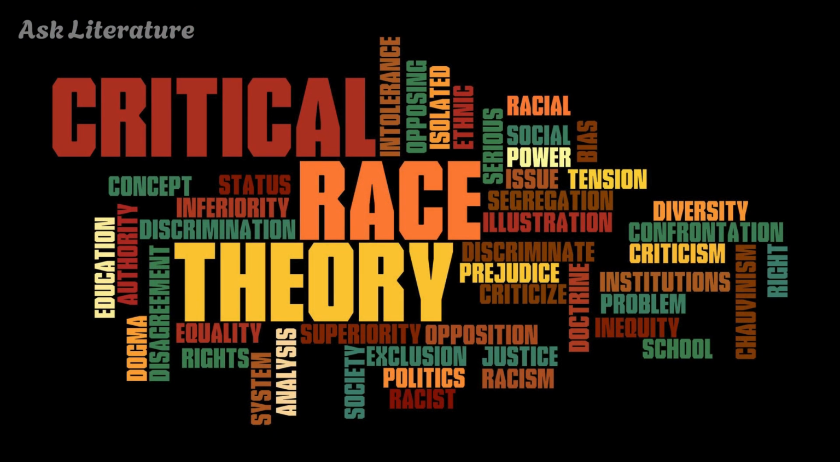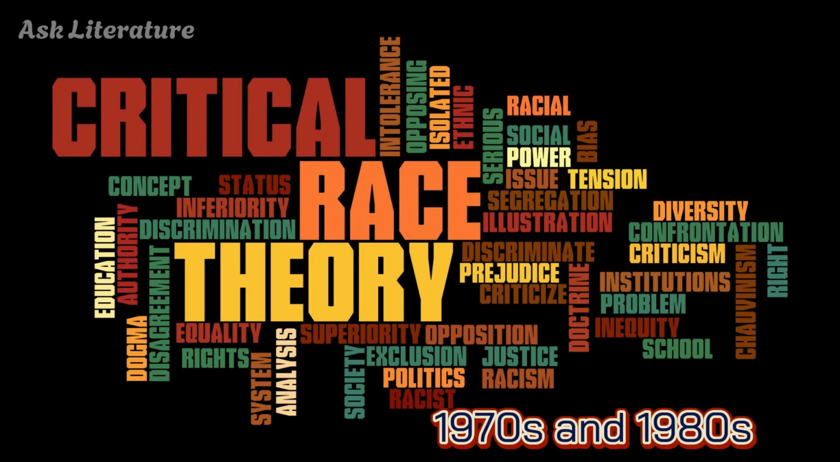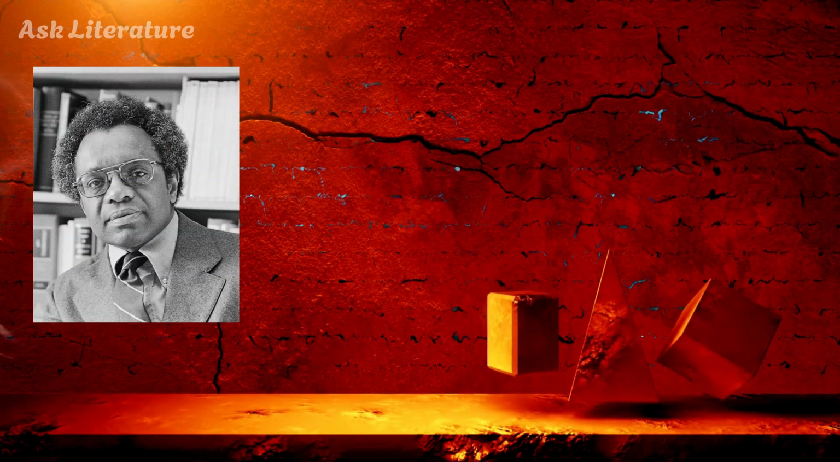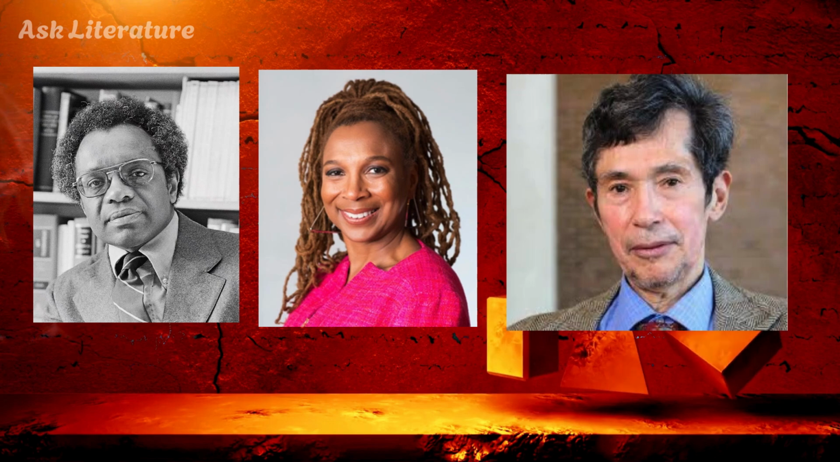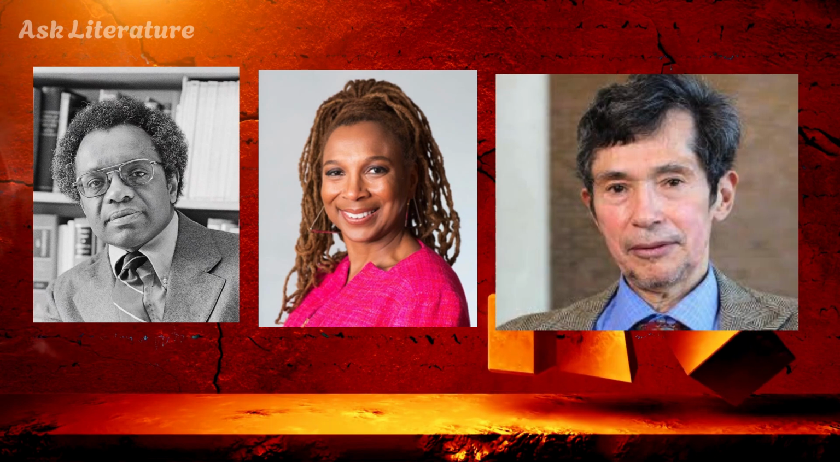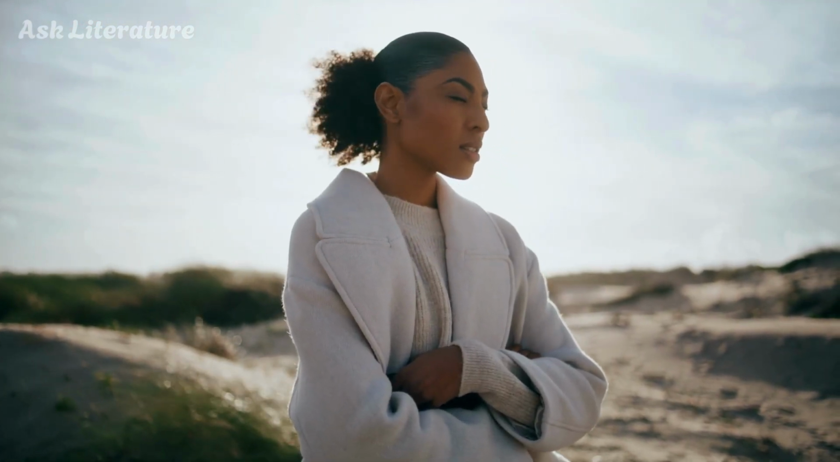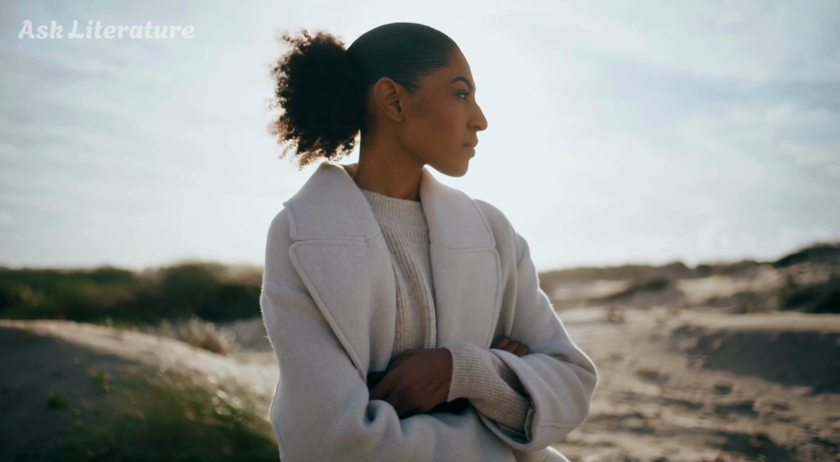Critical race theory originated in the 1970s and 1980s, primarily in American legal studies. Scholars like Derrick Bell, Kimberlé Crenshaw, and Richard Delgado were some of the early pioneers who felt that traditional approaches to civil rights and equality didn't fully capture the complex ways that race and racism affect marginalized communities. CRT was born out of this dissatisfaction, offering a new lens to see how institutionalized racism works.